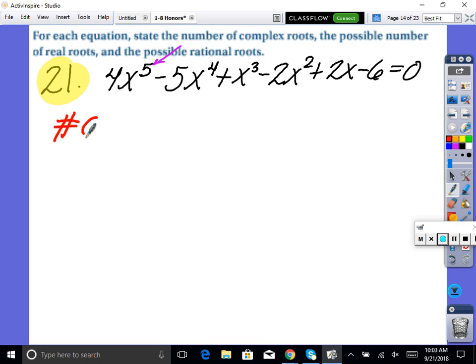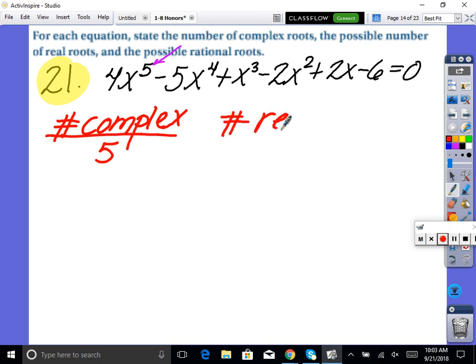Okay, what's the number of complex roots? 5. Okay, how many real roots could we have? Possibly we could have 5. It could cross 5 times, 3 or 1. True. Now think about why that is. If we have 5, then we have no imaginary. That can happen. If we have 3 real, then we would have to have 2 imaginary, which would be 5. That's good. If we have 1 real, we would have to have 4 imaginary because you'd have to have 2 pairs of 2. Awesome.